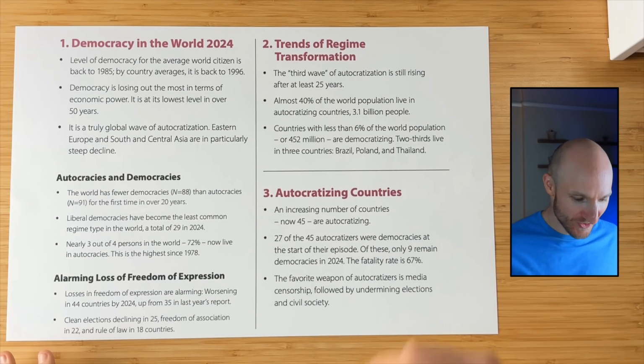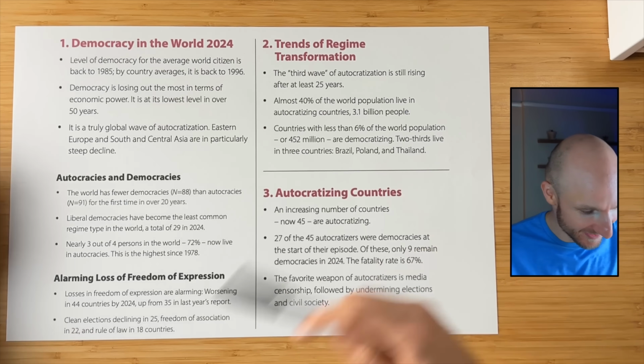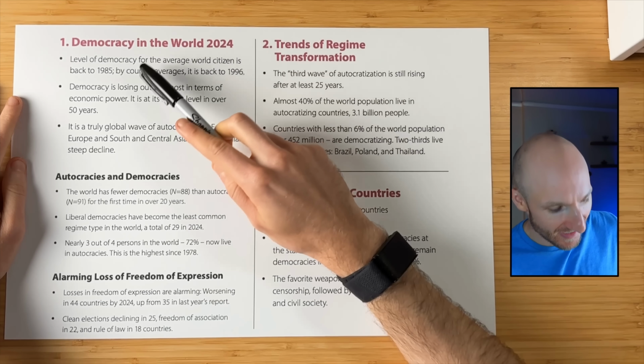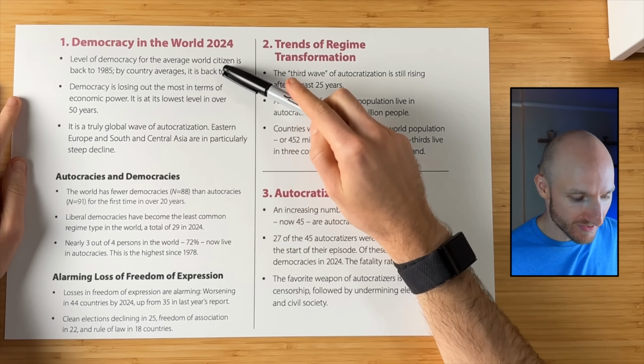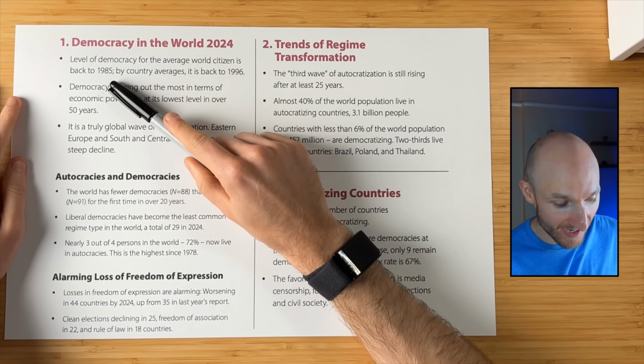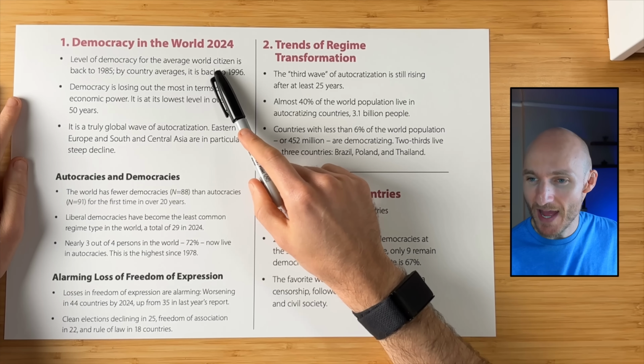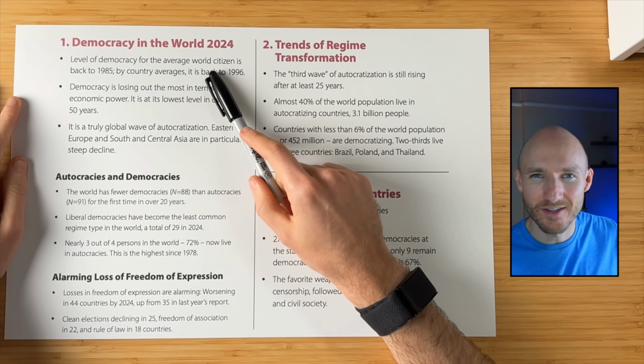And there's this awesome recent report that I want to share with you on the decline of democracy. They have a bunch of really good quotes in it, in their executive summary. They say, okay, democracy in the world, 2024. The level of democracy for the average world citizen is back to 1985. By country averages, it's back to 1996. That's not good. That means we're kind of back to where democracy was before the fall of the USSR.